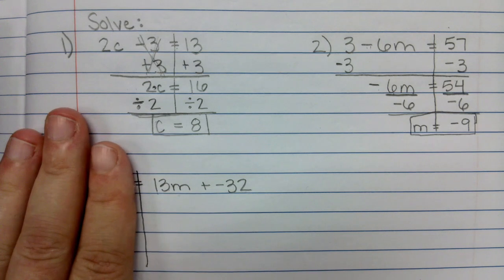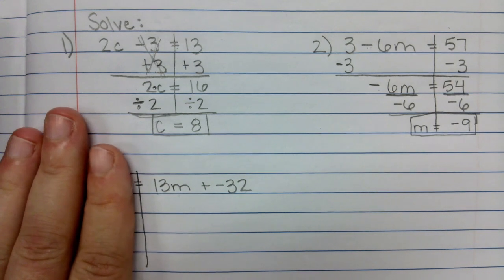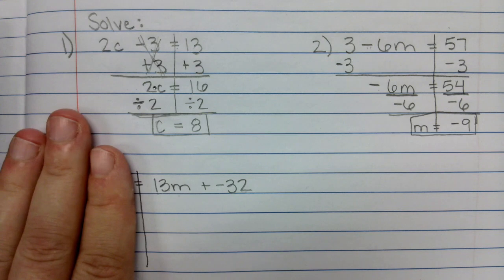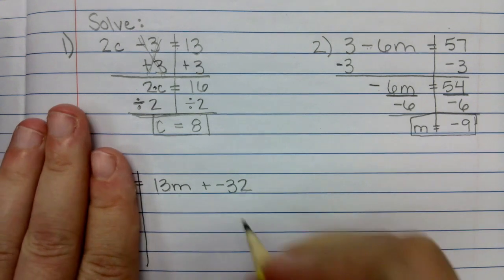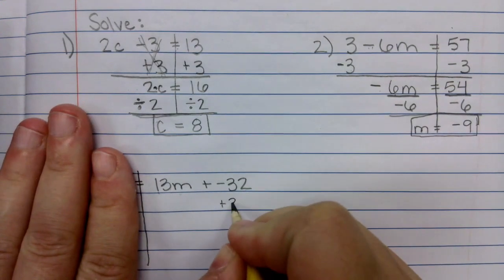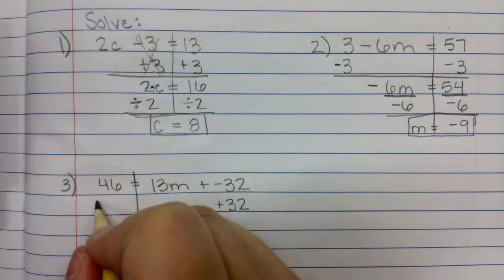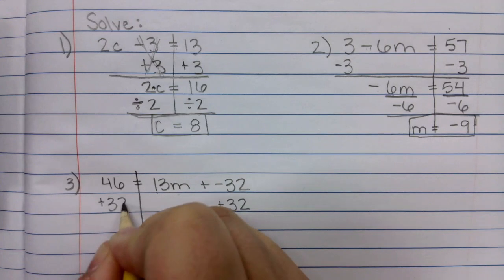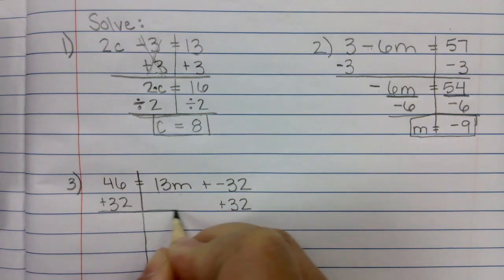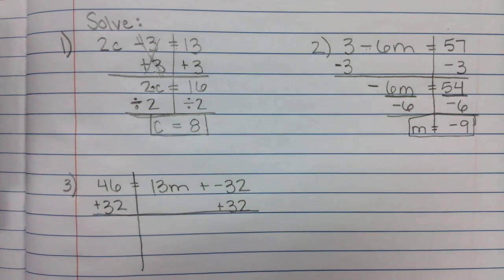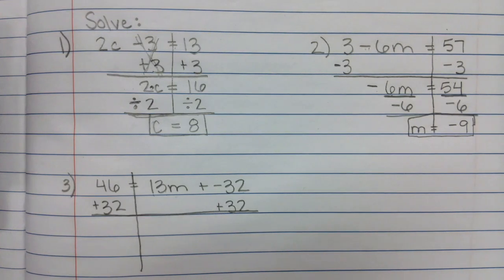78 equals 13m. If you need to put in that multiplying, put in that multiplying. That can be really helpful. And we're thinking we have multiplying. So how do I undo it? What's the opposite? How do I reverse multiplying? Divide.